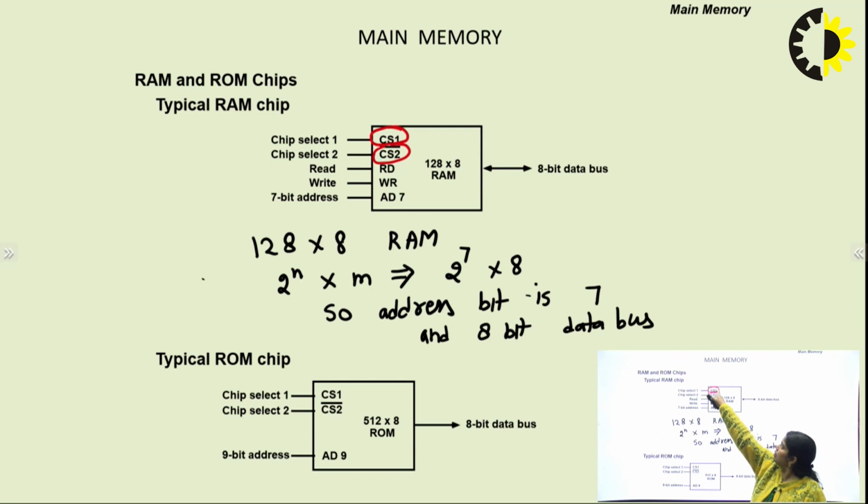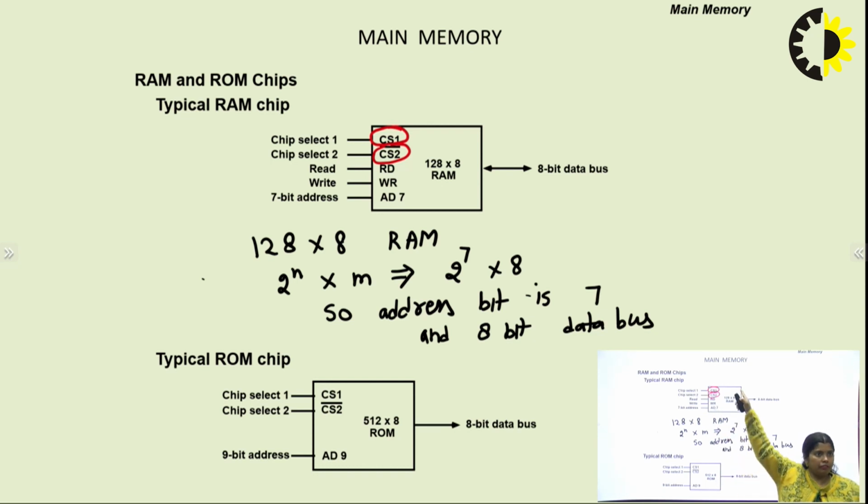Now there are two terms, CS1 and CS2, chip select 1 and chip select 2. Actually, chip select 1 signifies, when we are going to store data, because the primary memory is a combination of RAM and ROM, that data and information can be stored in the RAM or ROM. Chip select 1 decides whether the data or information is stored in the RAM or a ROM.